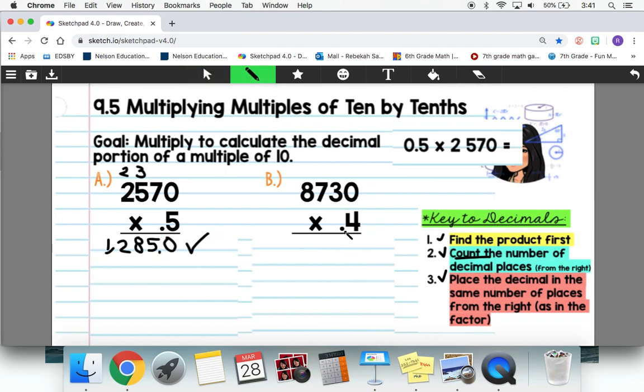8,730 times 4 tenths. So do you notice here that there's a 0 here, but when I write this, I don't have a 0 here. We're just skipping a step because it's the same exact thing. Okay, so go ahead and solve, and then I will go over it.